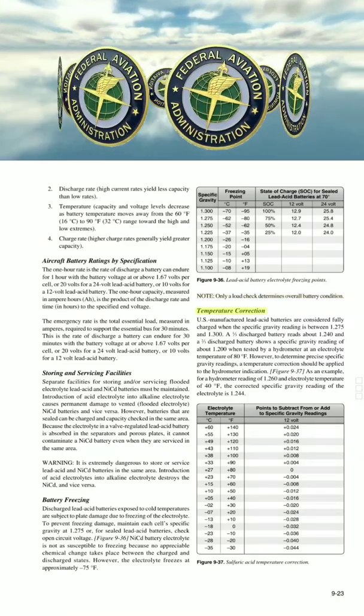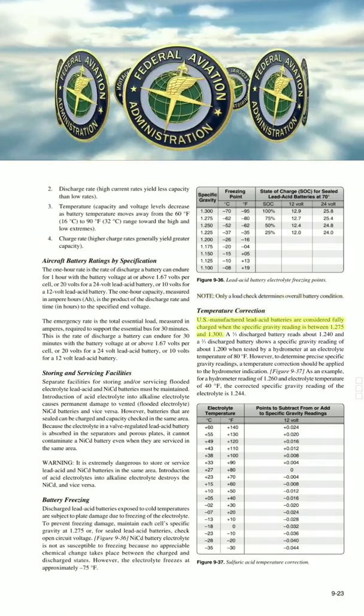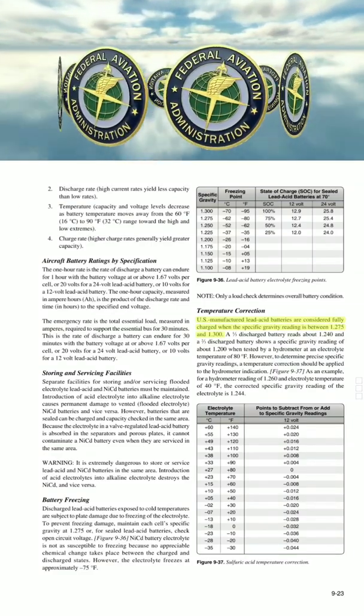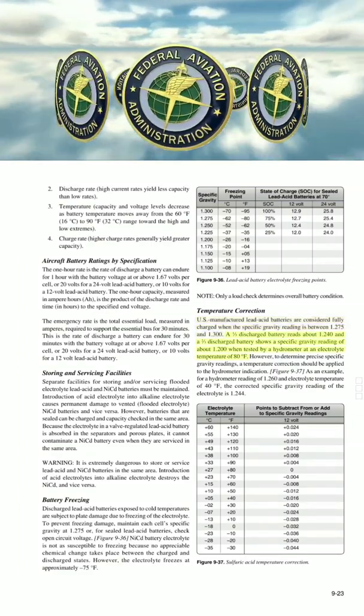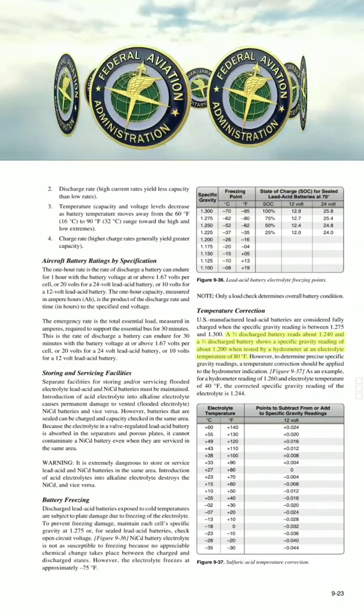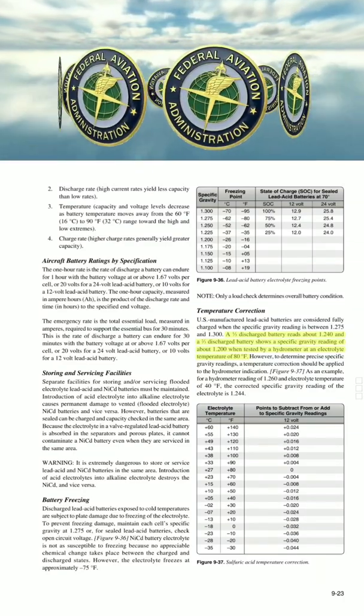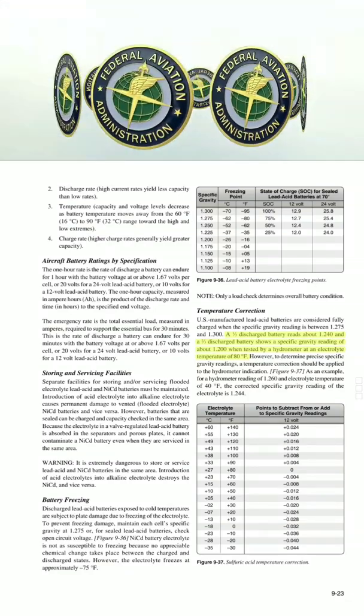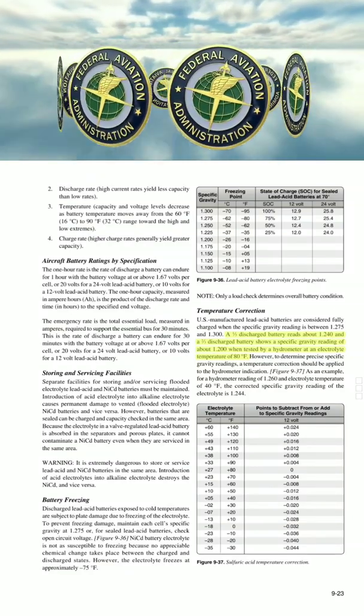Temperature correction. US manufactured lead-acid batteries are considered fully charged when the specific gravity reading is between 1.275 and 1.300. A 1/3 discharged battery reads about 1.240, and a 2/3 discharged battery shows a specific gravity reading of about 1.200 when tested by a hydrometer at an electrolyte temperature of 80 degrees F.